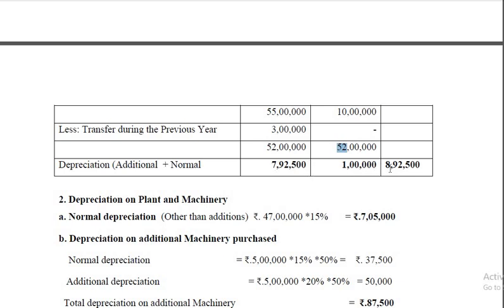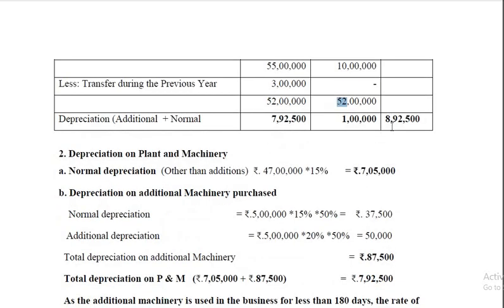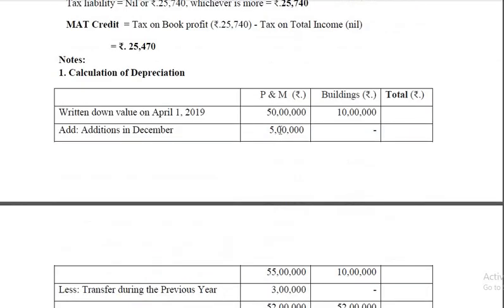7,92,500 plus 1 lakh, total depreciation is 8,92,500. So once again I repeat, this is 10 lakh, not 52 lakh. So this is the value to be brought here. By oversight it is written as 52 lakh. Alright, total depreciation is 8,92,500. So this is to be deducted from net profit while computing business income.